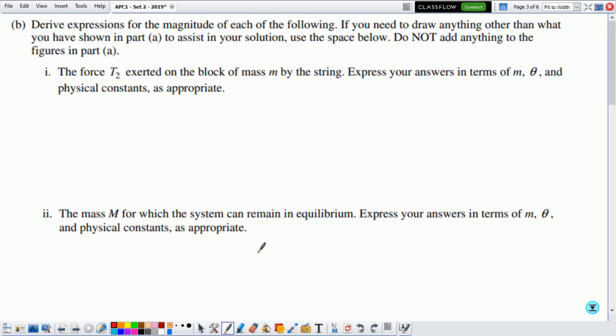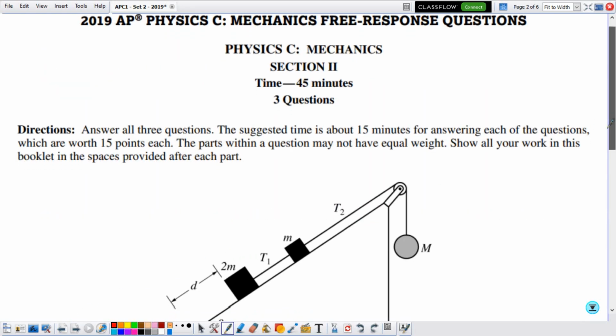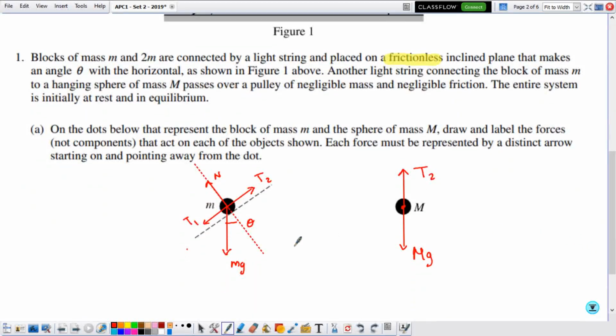In part B, they're telling you to derive expressions for the magnitude of each of the following. If you need to draw anything other than what you have shown in part A to assist in your solution, use the space below. Do not add anything to the figures in part A. So remember that components won't be represented here because they are FBDs. If you need to do an additional FBD, we cannot draw it here because this is our solution for part A.